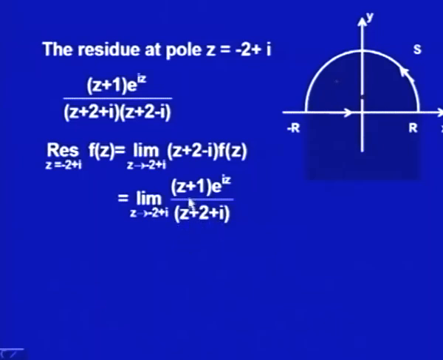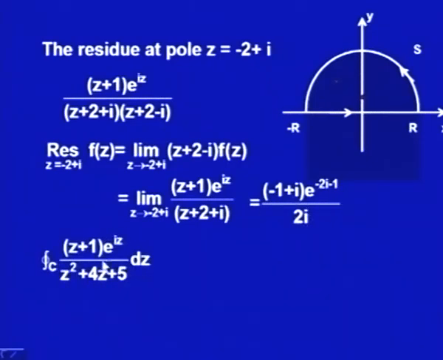To evaluate this limit, first we just have to write our value that z = −2 + i. So, from here what I would get, z + 2 is i. So, z + 1 would be −1 + i. So, what we are getting is (−1 + i) e^(−2i − 1) upon 2i, as usual.